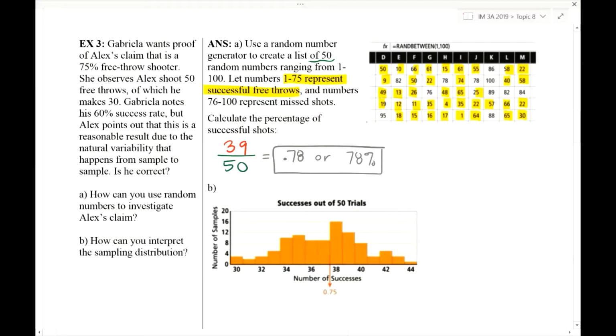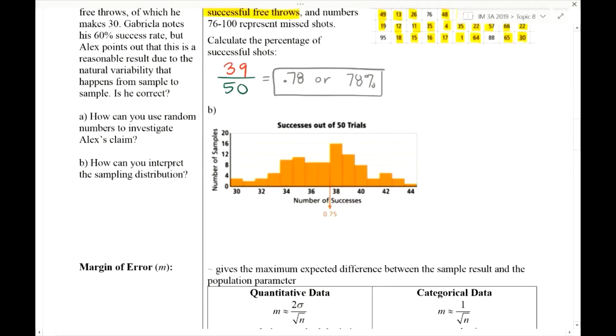Okay, so in this simulation, if I assume somebody makes 75% of their shots, 78% would be a reasonable outcome. They can make a little bit better than that. Then if we look at this sampling distribution, they did 50 more trials of 50 shots to see what their number of successes were. What's happening here is that the average is 0.75, so the middle is there at 0.75.